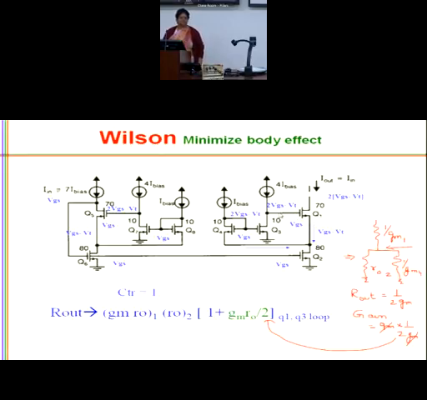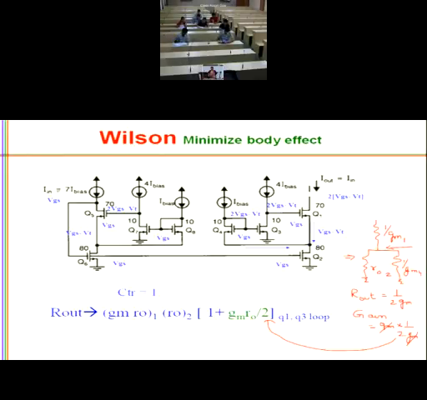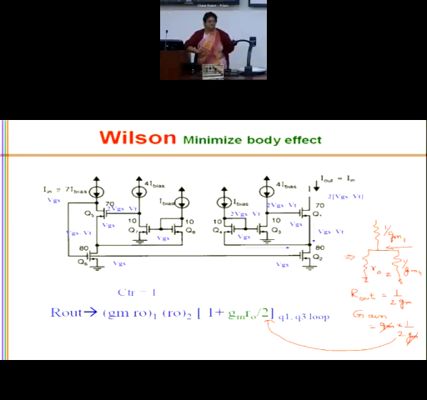That is what causes the VGS to reduce, so the current will roll back. This is the principle: we are using gain boosting. And this is increasing your R out to how much value? Last time we did the derivation. Yes, Manasa, what was the value? gm square ro cube by 2. Yes. So it increases from gm ro square to gm square ro cube by 2.